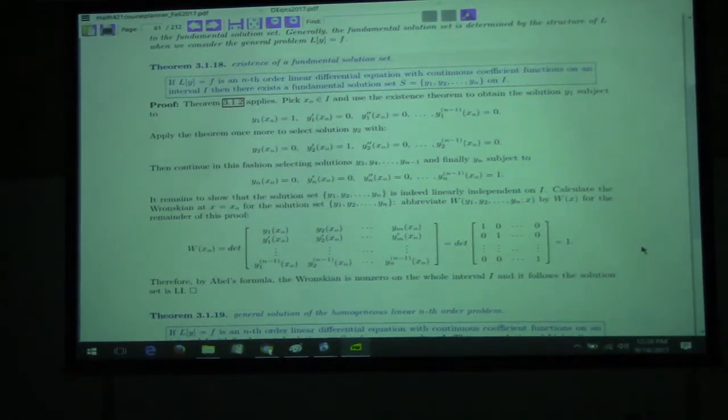So long story short, linear differential equations are nice. They have solution sets which exist and are linearly independent, which means we can build the solution as I've been showing you guys already for the constant coefficient case.